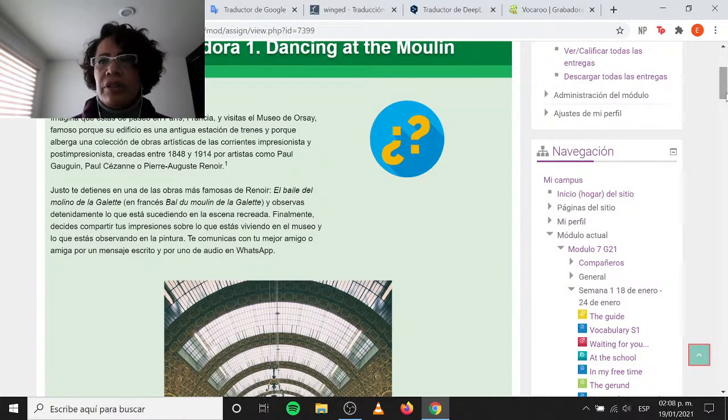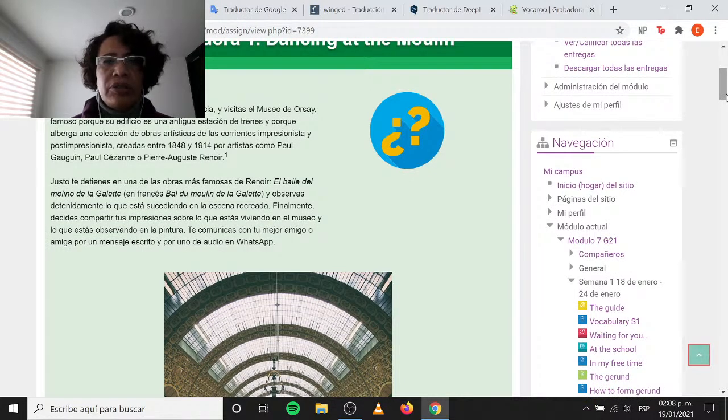And because in there you can find some of the most famous pictures of the Impressionism and the Post-Impressionism that were created in between 1848 and 1914. Okay, and there you have some of the artists, right? Well, you just stop in one of the most famous pictures of Renoir, El baile del molino de la galette. My French is not that good.